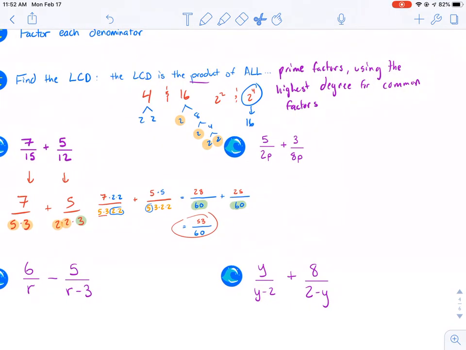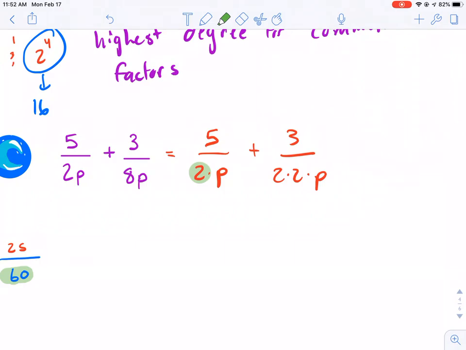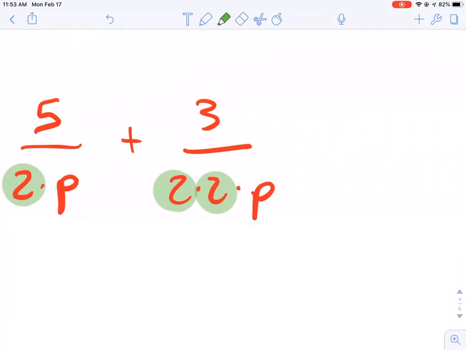Next problem. Okay, now we have some variables, which is okay. We need to break it down into its prime factors again. 5 over 2 times p. Those are both prime. Plus 3 over 2 times 2 times p. Okay? This is a great example of you got to use the highest degree. Here we have a 2, but we just can't multiply it once. We have to include both because this fraction, the highest degree is 2. 2 to the second power.